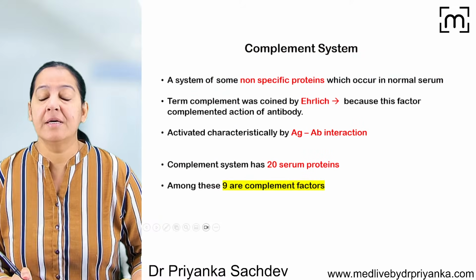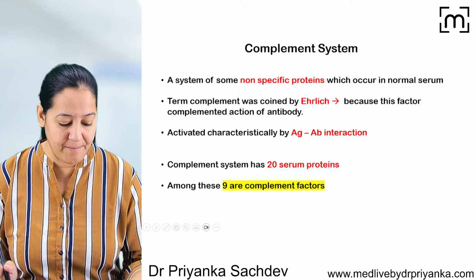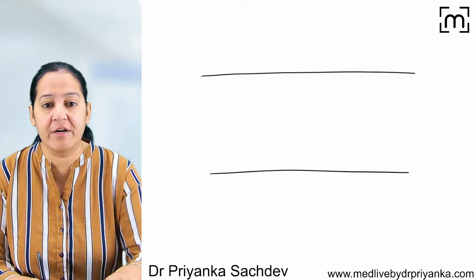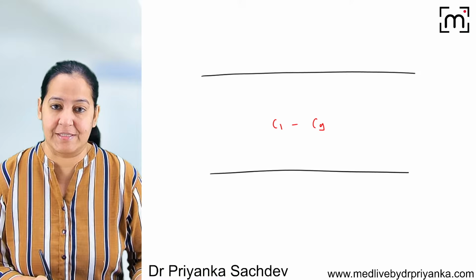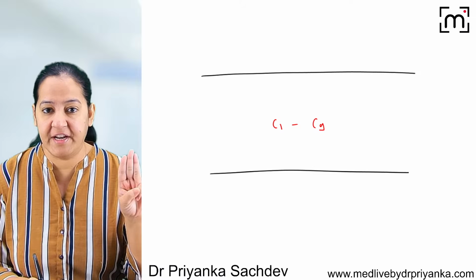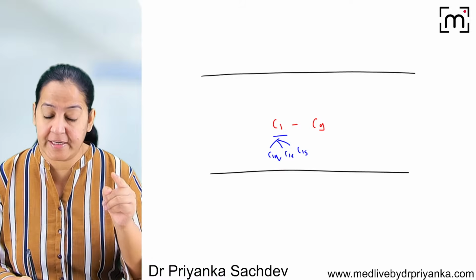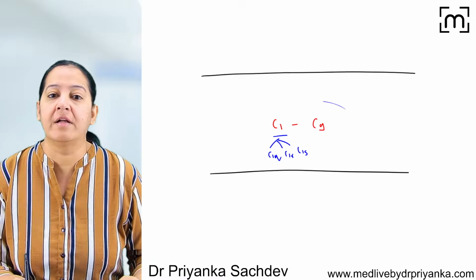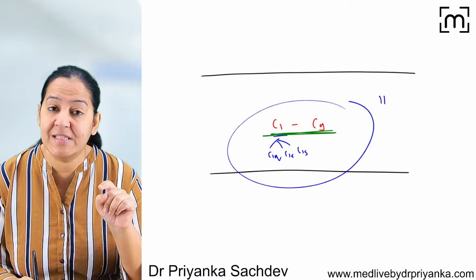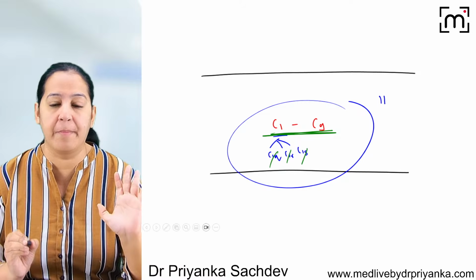What is the complement system? In all mammals, not only humans, in the blood vessels, there is a system of 9 proteins known as C1 to C9. This is the complement system. Now C1 is further divided into 3: C1Q, C1R and C1S. So if you include the 3 components of C1, the total will be 11. Although it's 9, C1 to C9, C1 is further split into 3 parts.